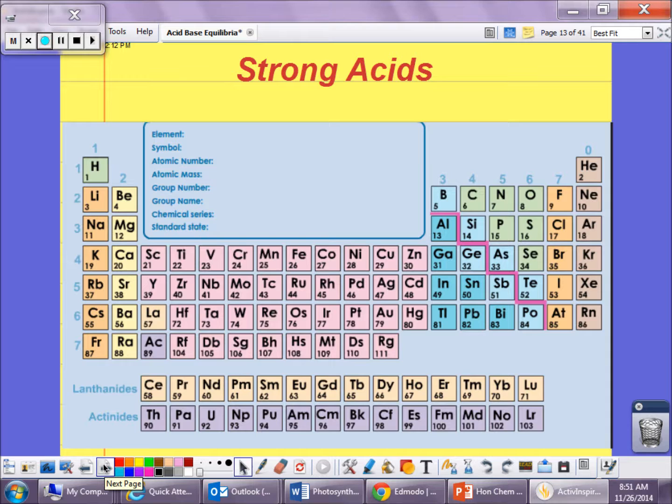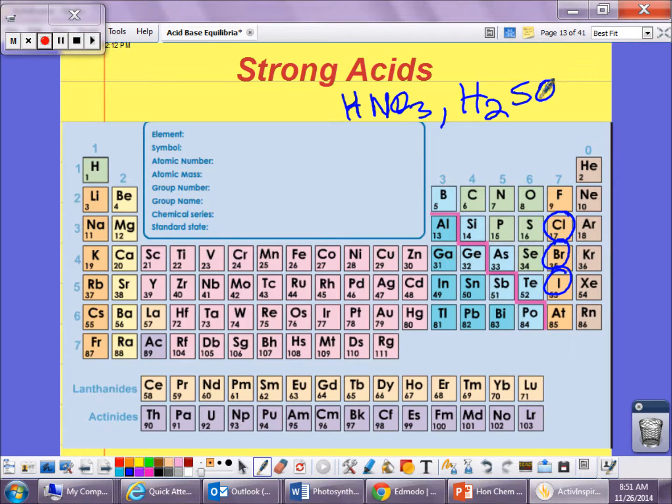Alright, let me quickly show you the strong acids and strong bases, and I will have to stop because the time is up. If you remember last year, your strong acids go to group 17. HF is not a strong acid. My strong acids are HCl, HBr, HI, HNO3, H2SO4, sulfuric acid, nitric acid, HClO3.